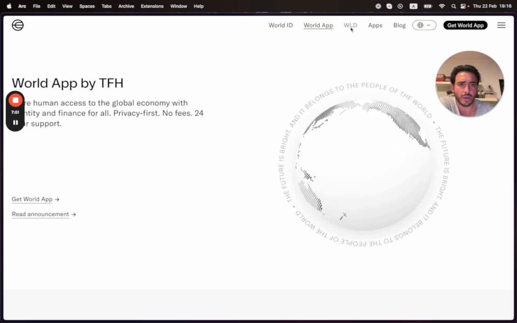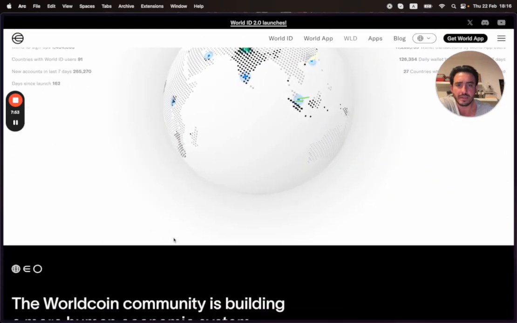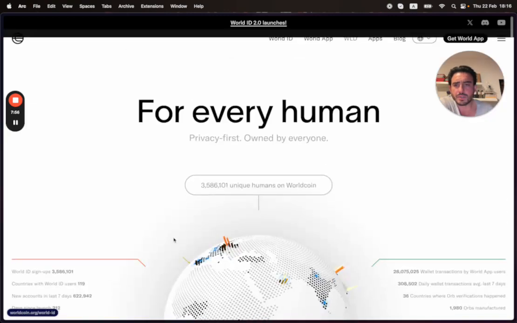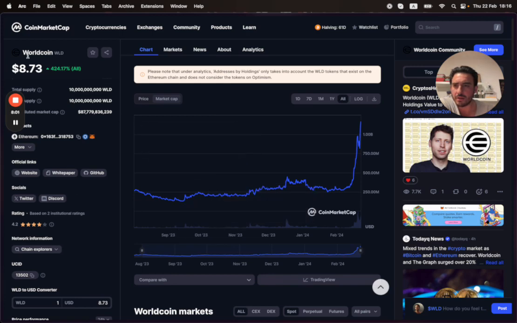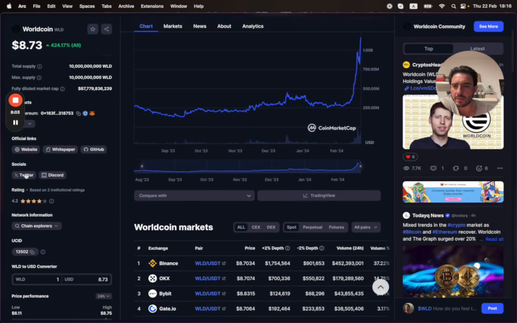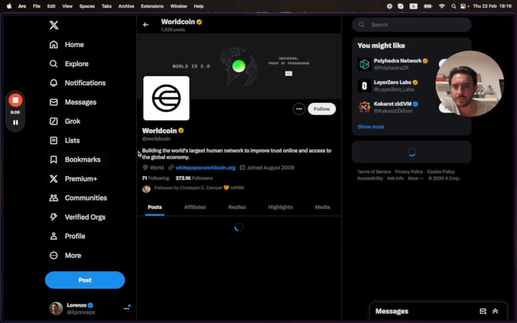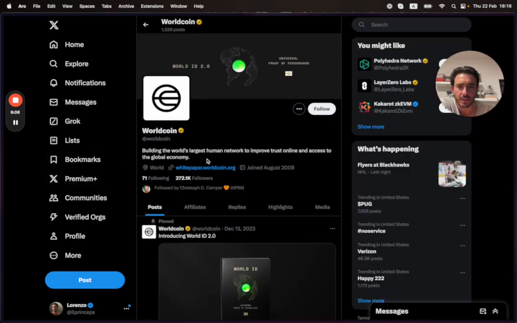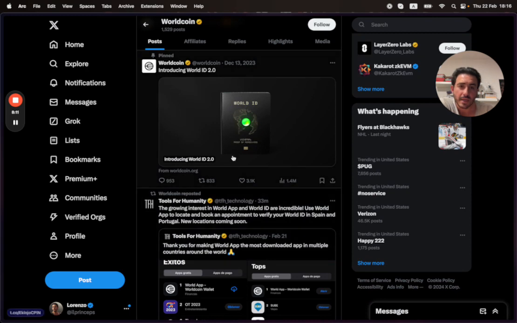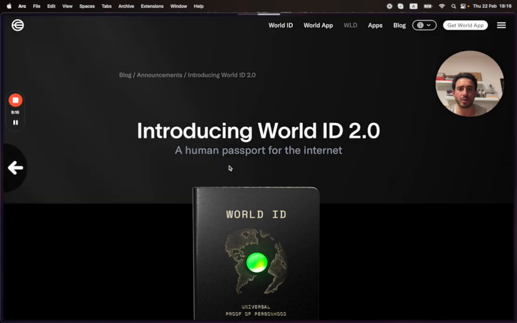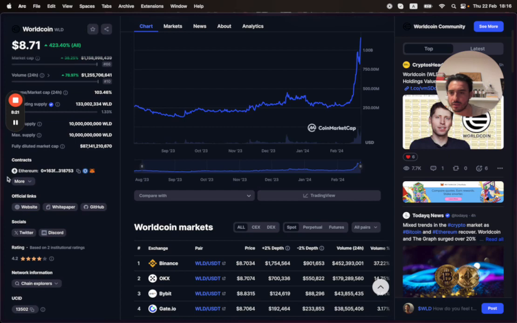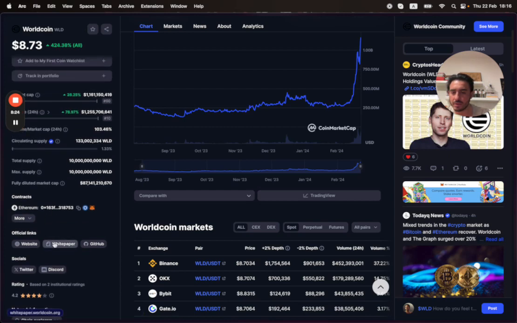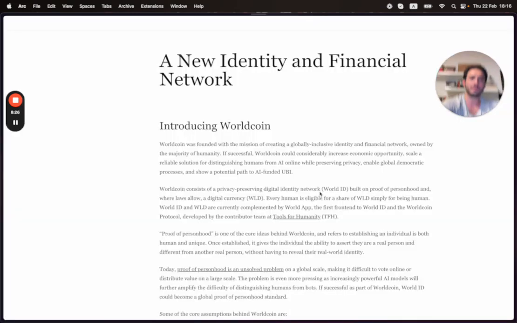Anyway, so we saw the World App. Let's see their WorldCoin. Okay, so it's not available here. Anyways, we checked on WorldCoin on CoinMarketCap. It's building the largest human network to improve trust online and access to the global economy, blah, blah, blah. Yeah, listen, the passport looks amazing. Where does the coin or the crypto token come into play? I'm not exactly sure. Let's go ahead and do a little bit more research.